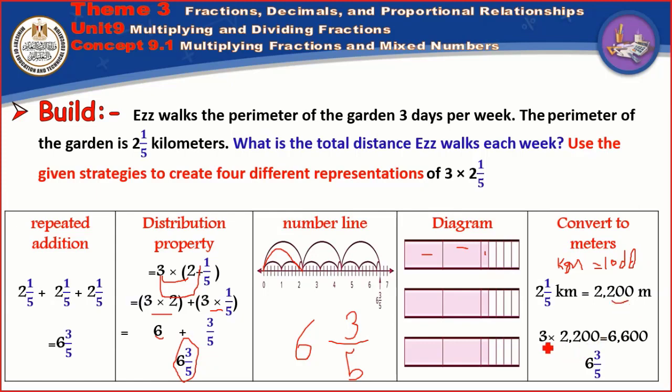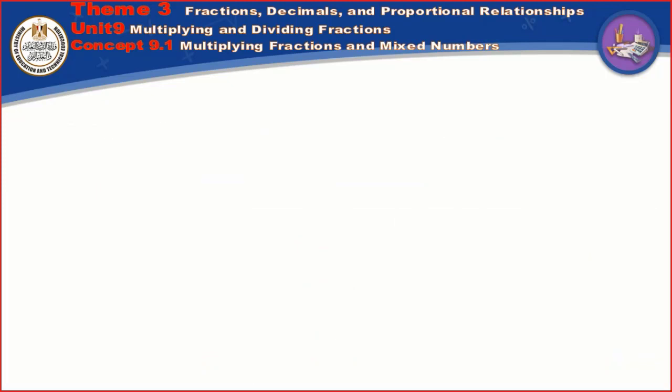Now I can multiply by a decimal number. Do you remember multiplying by decimal numbers in the first semester? 3 times 2 equals 6. 6,600 meters. Now I can convert to a mixed number again. Okay, there are 5 strategies to make multiplication. Are there any other strategies? Yes, let's see another strategy in the next slide.